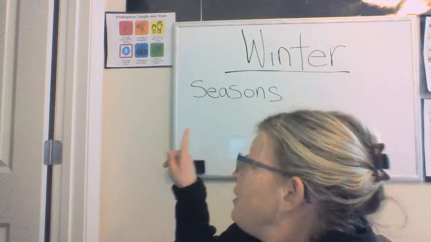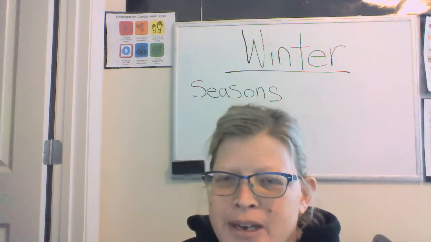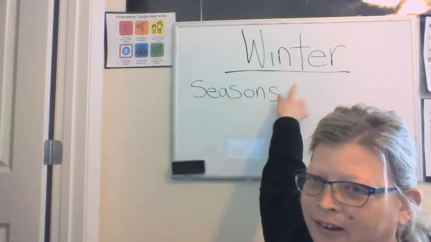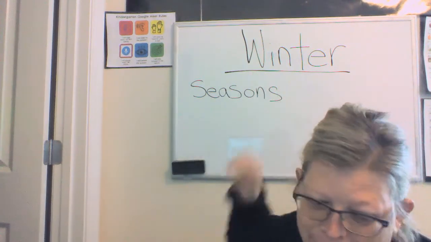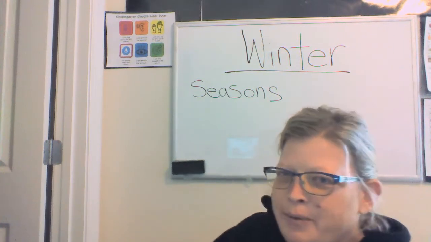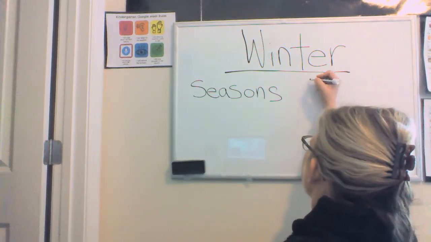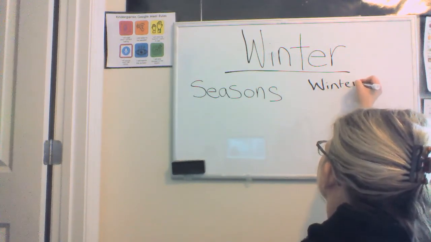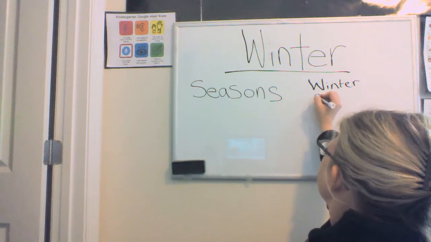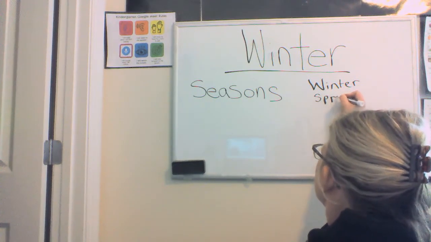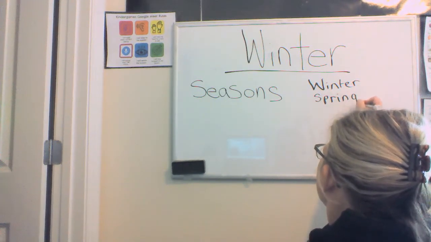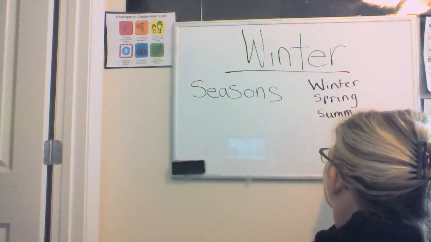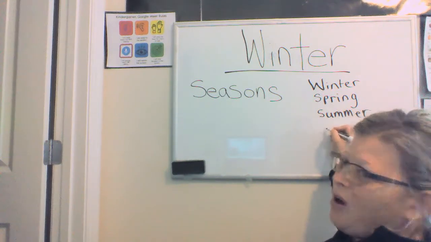And I have a board behind me that I'm going to put some important words on. So as we hear important words, we're going to write them up there. Right now, I have the word winter and seasons. Remember, we said there was 4 seasons. There was, let's see, we said winter, spring, summer, and fall.